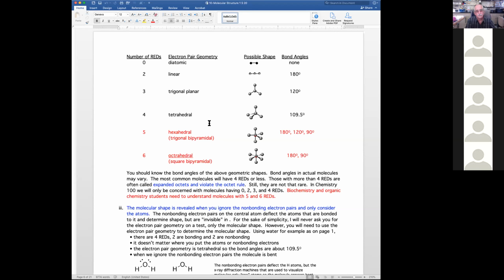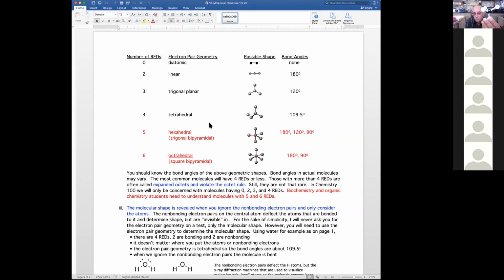Then, finally, for Chemistry 100, not finally for Biochem, 4 regions of electron density. And the bond angles and the basic geometric shape are 109.5 degrees from each other. Okay, this is the first one that's 3-dimensional.